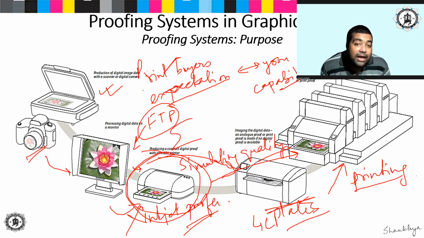But if he's not happy, he's saying no, this is not what we expect. Then you'll have to say, so no, this is not possible. Beyond this, it is not possible for us. This is what we have. This is what we can provide you, right? So this is the purpose of a proof.